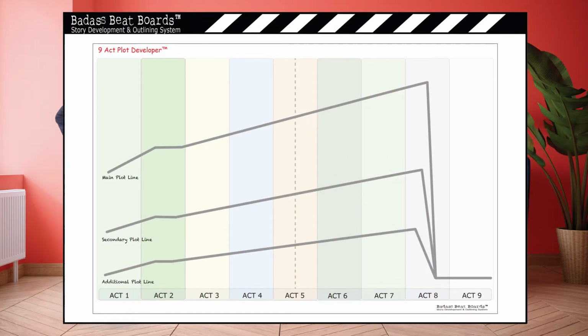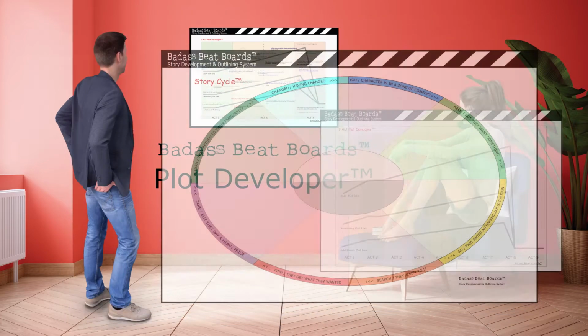9-act plot structure is mostly reserved for Hallmark and Lifetime type movies where a special, very specific formula is required by the network. When writing a 9-act structured plot, it's best to research the exact requirements of the network you want to appeal to. You can find specific, helpful resources at our website.